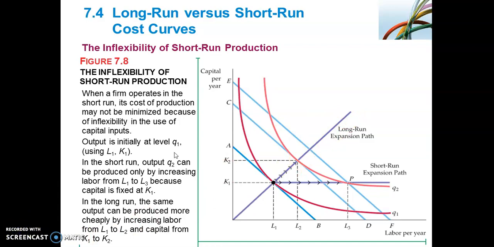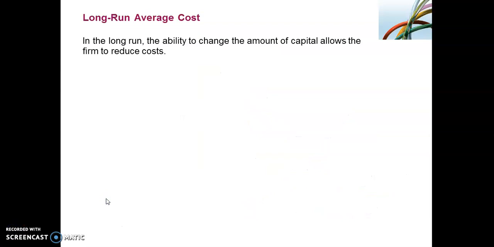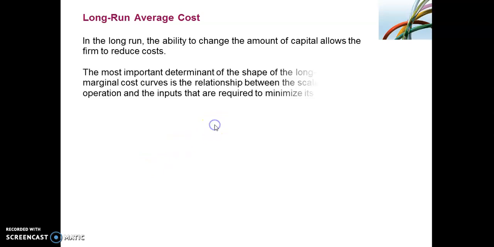So, in the long run, the cost of producing can be minimized because of being able to substitute one input for another if it is cheaper. And the firm can produce at a lower average cost. We can see that in that CD was a lower isocost curve than EF. So, in the long run, there can be a lower average cost. Now, in the long run, the ability to change the amount of capital allows for the firm to reduce costs.